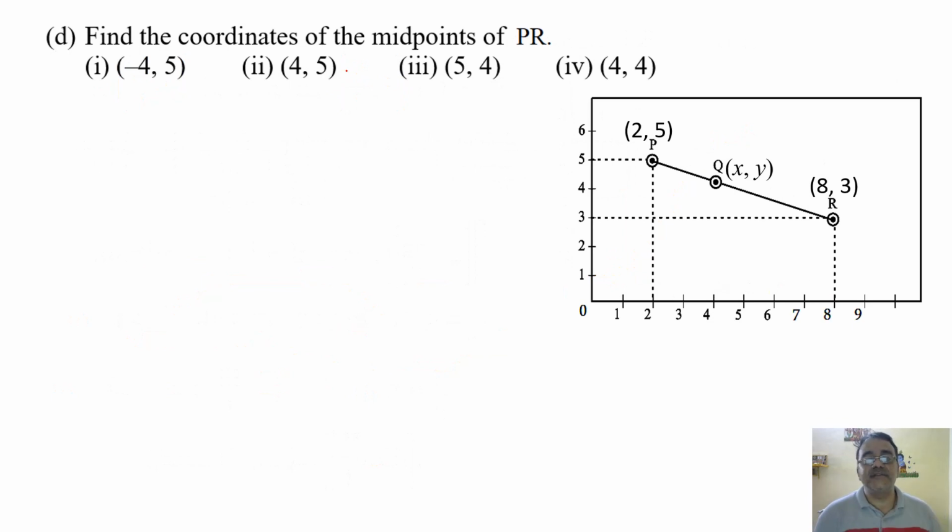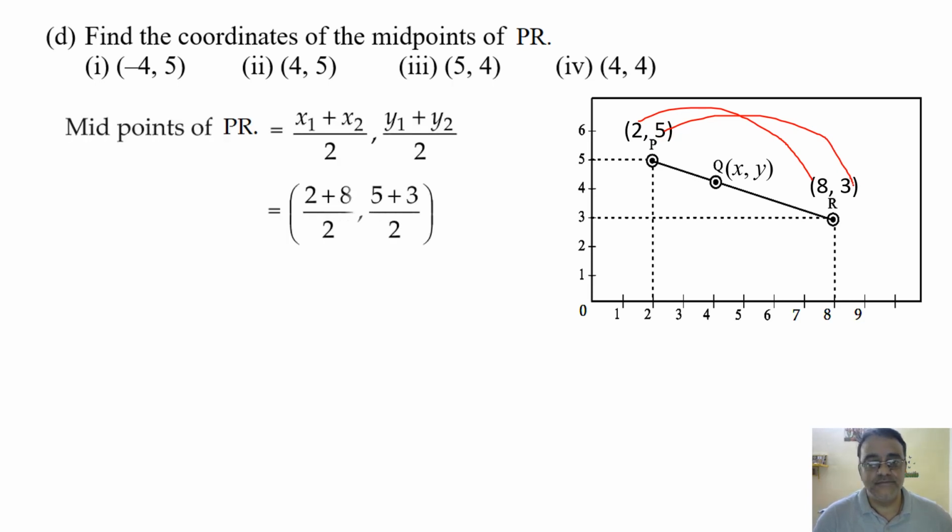Find the coordinates of the midpoint of PR. So the coordinates of P and R are already given: 2 plus 8 over 2, that is 10/2, and 5 plus 3 over 2, that is 8/2. So 10/2, 8/2, the final answer is 5 and 4, right. So the third option is the correct one. Now we are moving toward the last question.